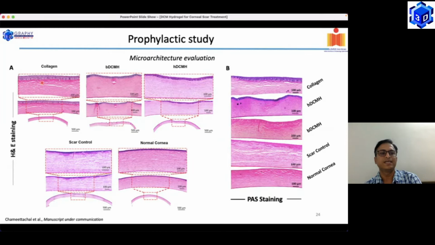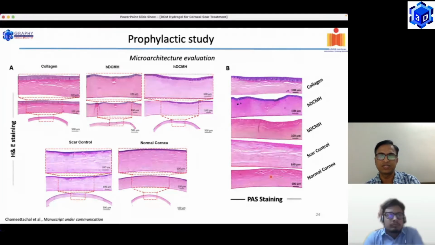In case of collagen, the tissue regeneration is very different from the normal cornea. But in case of both these hydrogels, it is almost very similar to normal. But in case of control, the scar tissue is clearly visible. There is this whitish thing, the scar tissue is clearly visible. And PAS staining also, it is for the proteoglycan, and that thing is also clearly visible. In case of both these hydrogels, it is almost having similar features to the normal cornea.